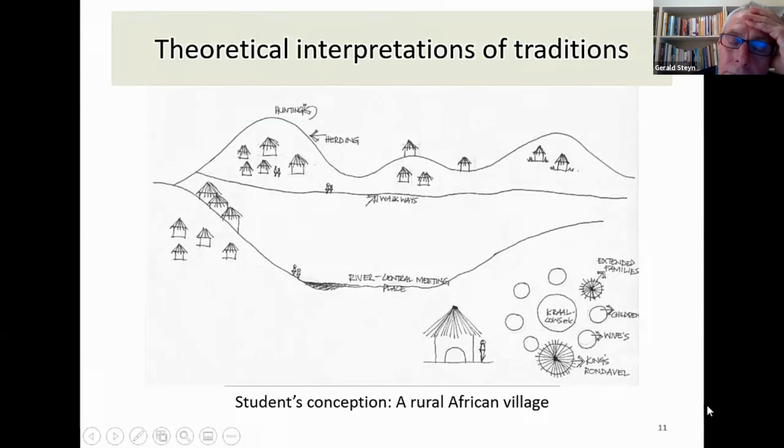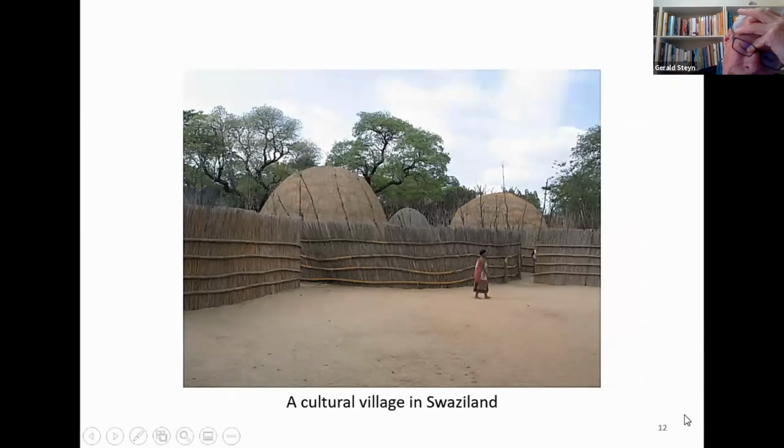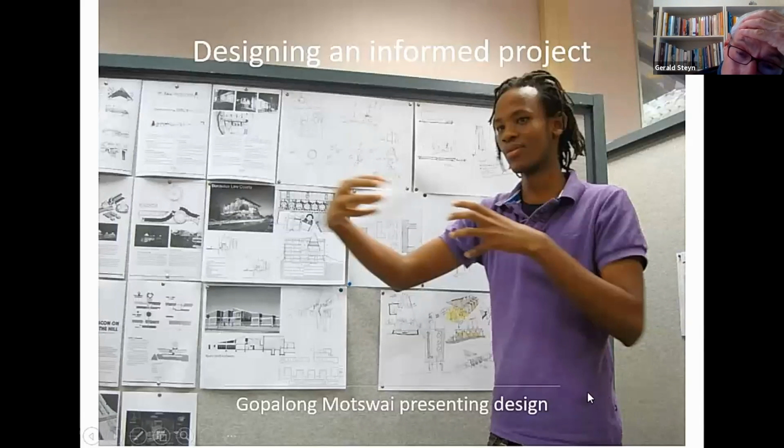The current curriculum at our schools of architecture unquestionably needs serious expansion, enriched by excursions to rural areas. Even visits to the touristy traditional villages are better than just pictures. To illustrate my argument, I want to show you the design for a court of law by Hopalong Motswai when he was a final year student.